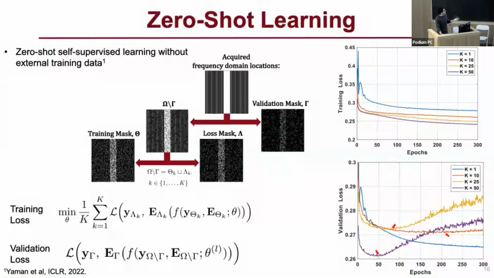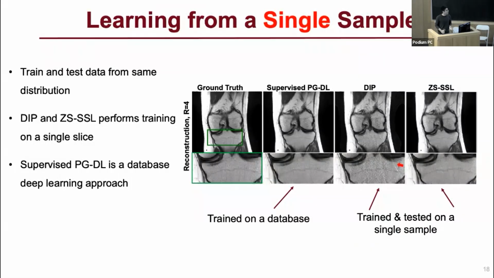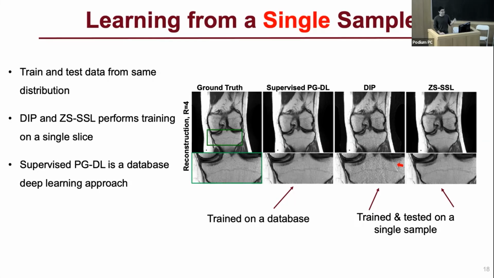And now if we actually check the results, the first situation could be that your train and test data are from the same distribution. So there is no change in terms of parameters. In such cases, if you take the supervised deep learning and apply it, it's going to work well because there was no change. And deep image prior had this overfitting issue, but our zero-shot self-supervised learning approach can achieve a comparable reconstruction quality with supervised deep learning, despite being trained on a single slice.